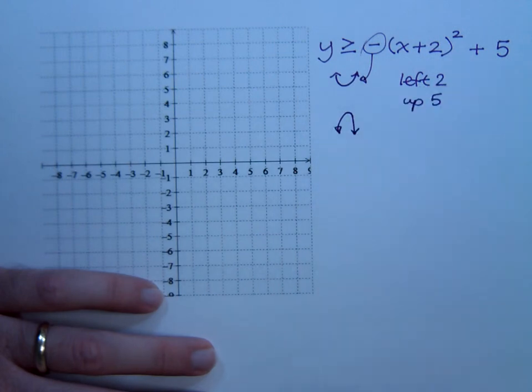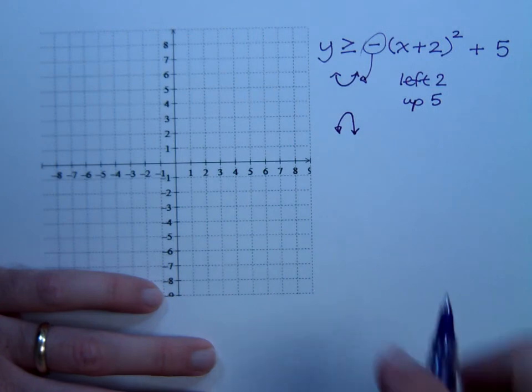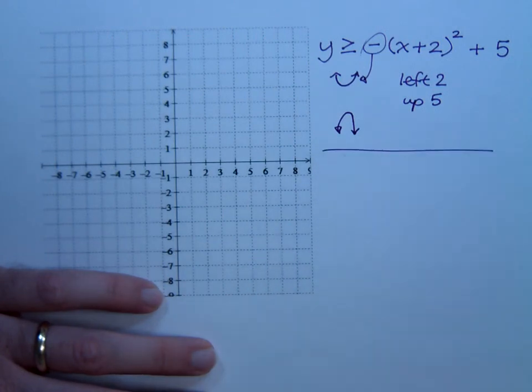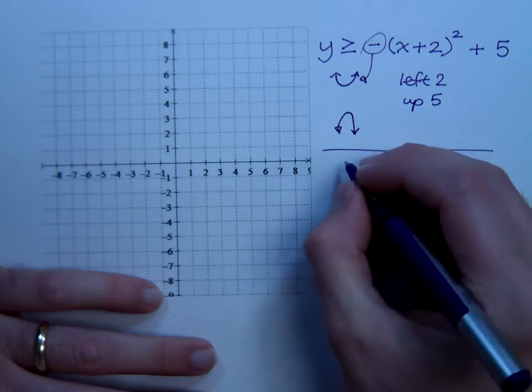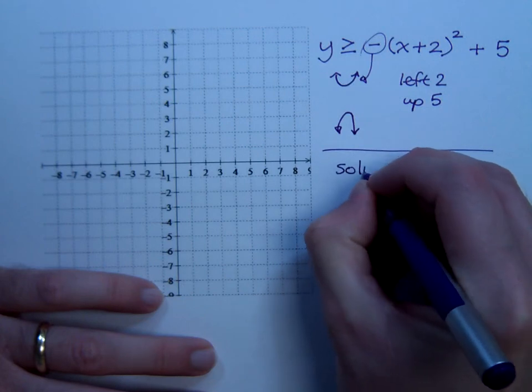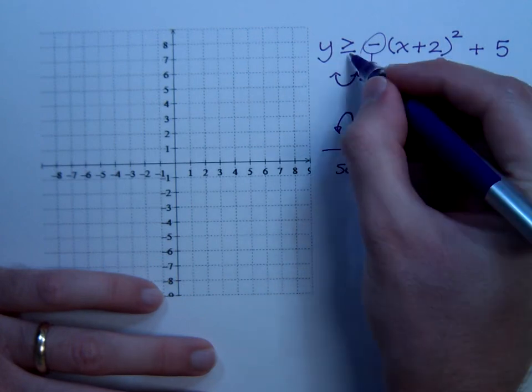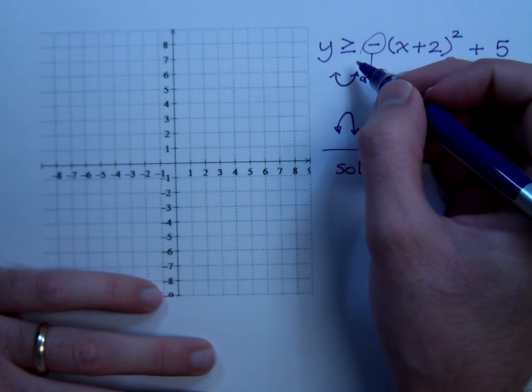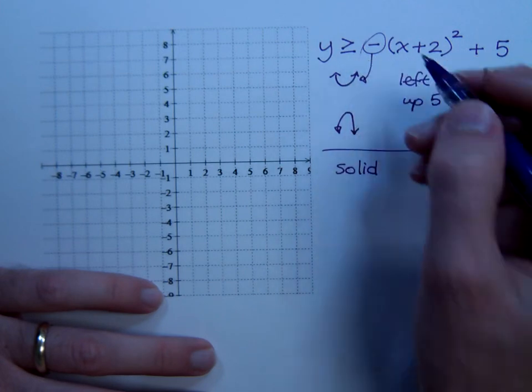Now, all you've told me is information about the parabola itself. Now, let's throw into that what we know about the inequality part of it. Solid or dashed? How do you know it's solid? It's solid because of the equal to part. So when we graph this, we get to use closed points, and it will be solid.